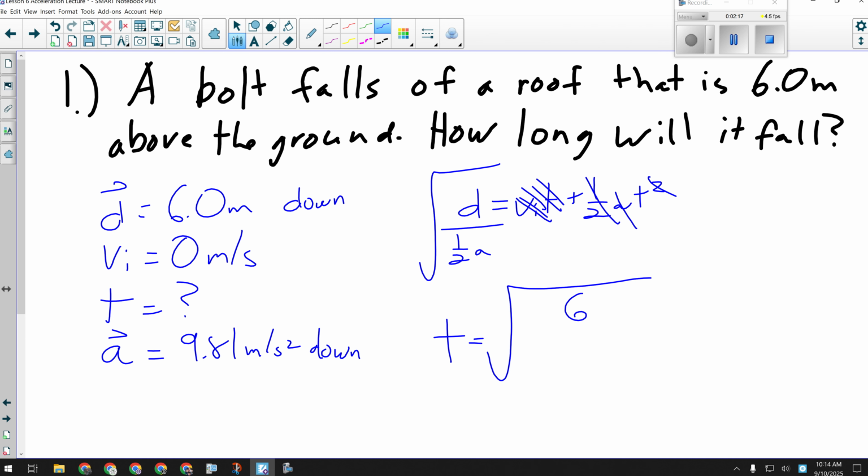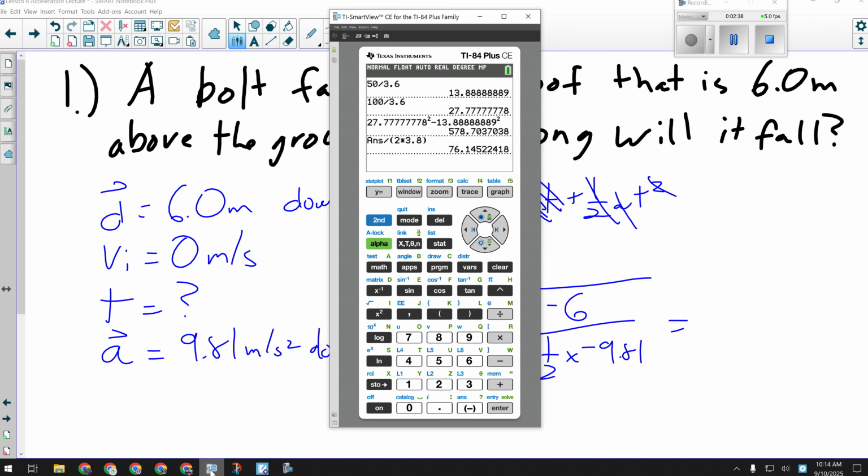So that's going to be negative 6 meters divided by 1/2 times negative 9.81. Could I have also just made down positive? Right, there's no change in direction here, so the negative's a little bit redundant, but that's the way I did it. It's going to work out the same either way. All right, so square root of negative 6 divided by 0.5 times negative 9.81. All right, it's going to fall for 1.1 seconds.